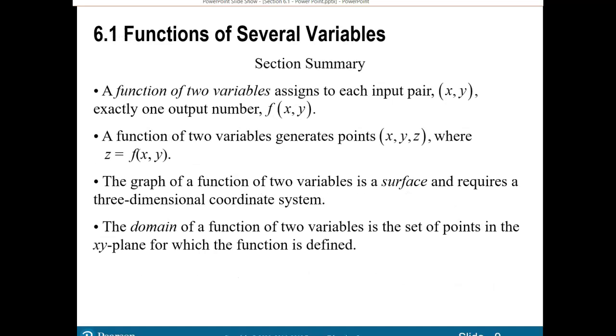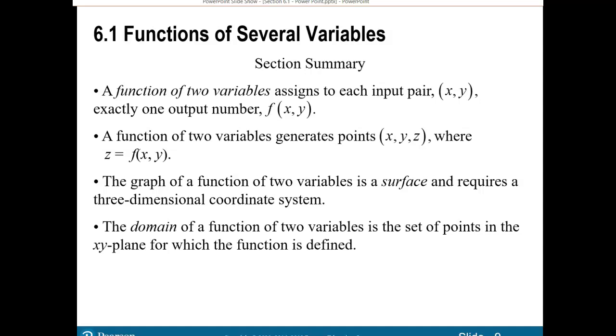All right, so that is it for this section. Our summary here: a function of two variables assigns to each input pair x, y exactly one output f of x, y. A function of two variables generates points x, y, z, where that z coordinate is your function value, f of x, y. The graph of a function of two variables, we didn't talk about this, because we're not going to do graphing, but if you were to graph a function of two variables, it's a surface, and it requires a three-dimensional coordinate system. So it's not just a curve, right? It would be a surface like a plane or something like that.